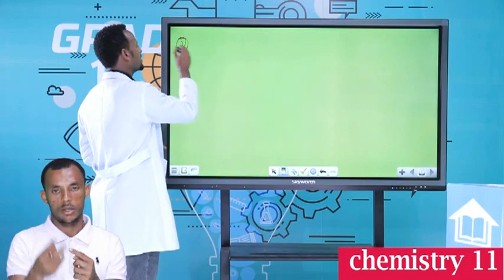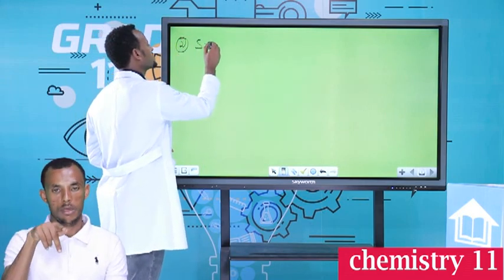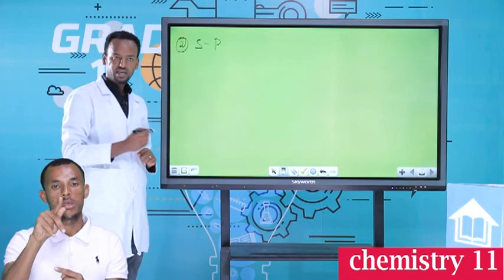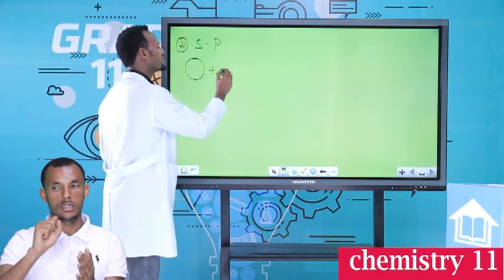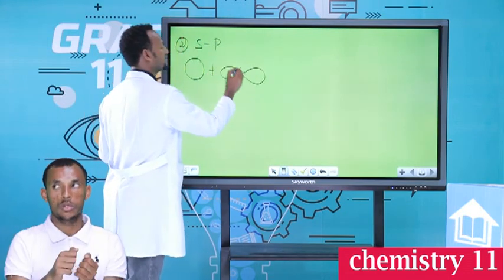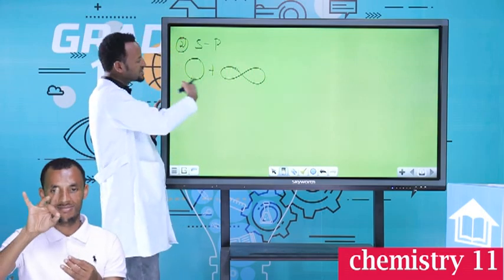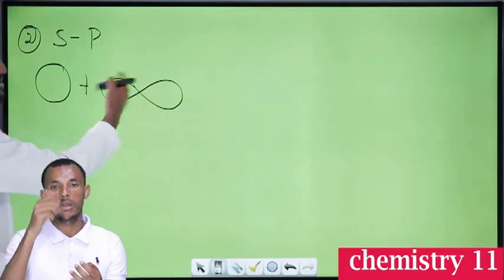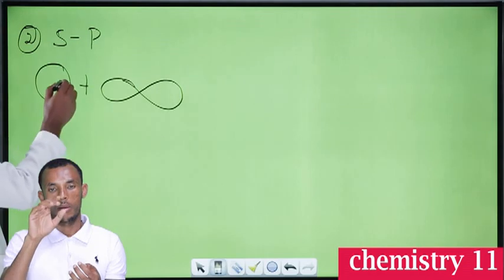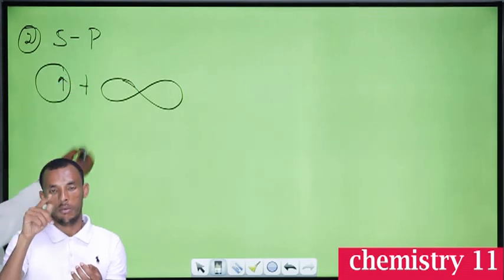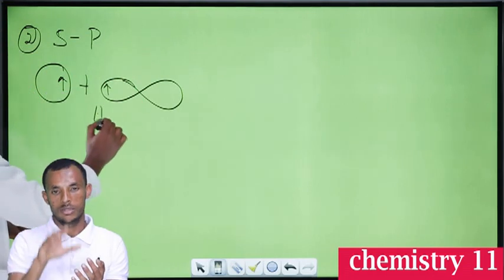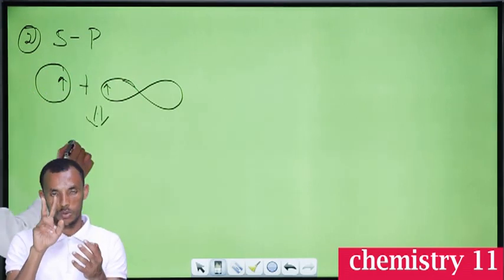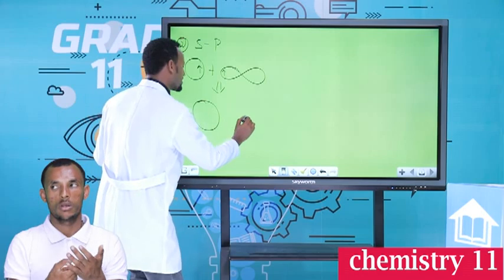The second one is SP overlap. SP means S spherical with P dumbbell. This is the shape of S. S is spherical in shape. P is dumbbell. Now, S contains 1 electron. P contains again 1 electron. Between these two, overlap can be formed. This is spherical, this one is dumbbell.